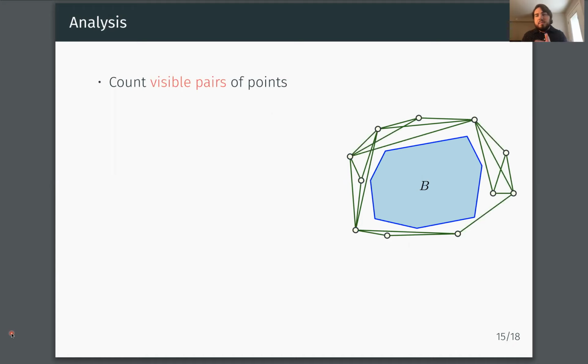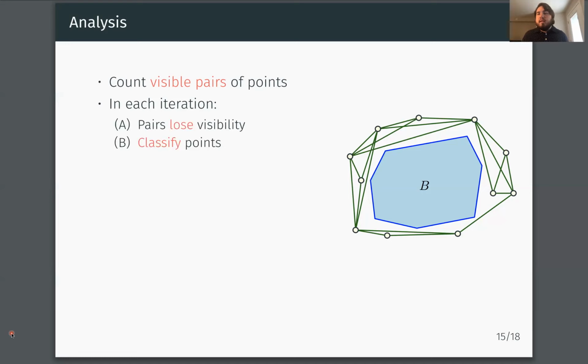You can see in this figure on the right, I have my inner approximation B, and I've drawn green edges between all pairs of points which are mutually visible from one another. This turns out to be the right potential function to analyze for the algorithm, where in each iteration we either argue that many pairs lose visibility from one another. This happens when we improve the inner approximation, because as we expand it, the expansion cuts the edges in this graph and points lose visibility.